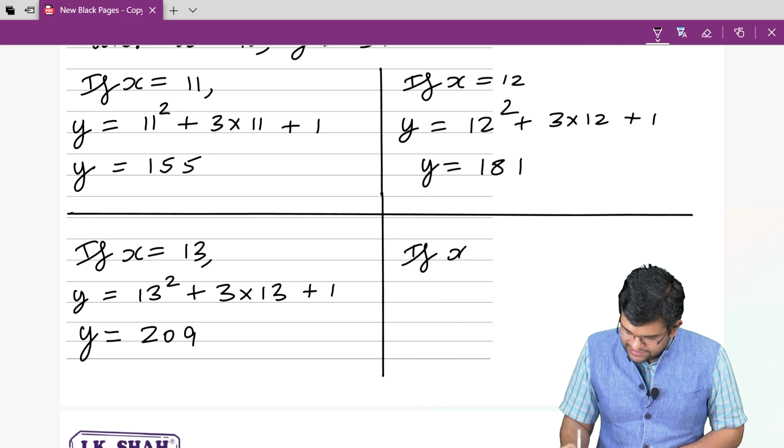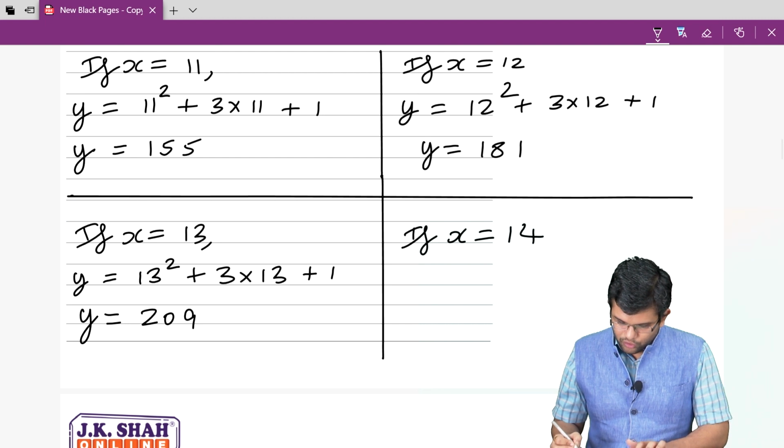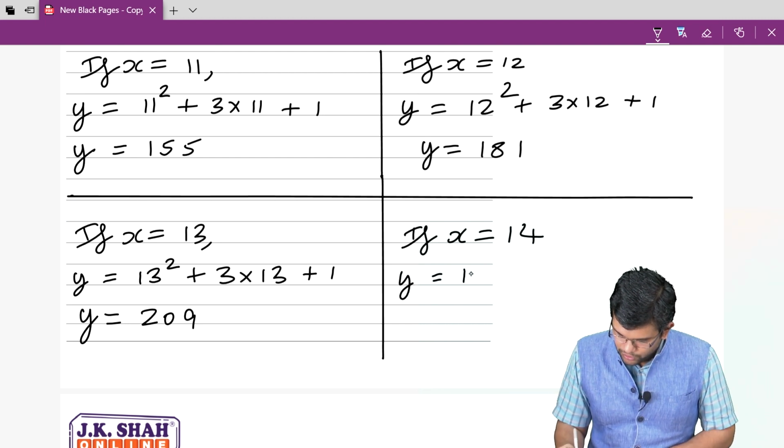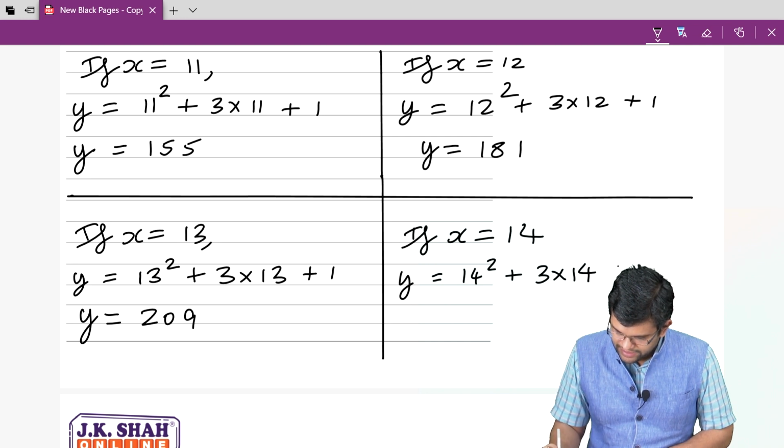And if x is equal to 14, children, do you understand that y will be equal to 14 square plus 3 into 14, correct, plus 1.